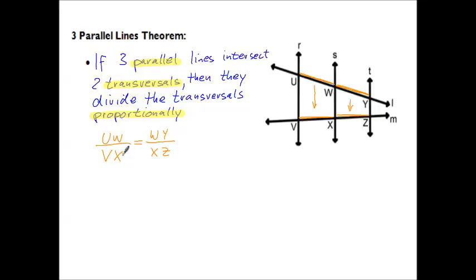or even if we take the entire length UY, then we can relate that to the entire length of VZ, and that also has to be the same as the other two ratios. And we could also create a different ratio if we relate UW to WY. So we're going from left to right. Then that ratio has to be the same as relating VX going to the right and relating it to XZ.